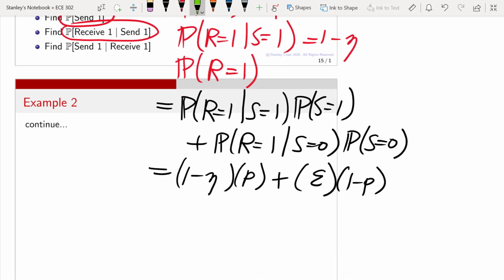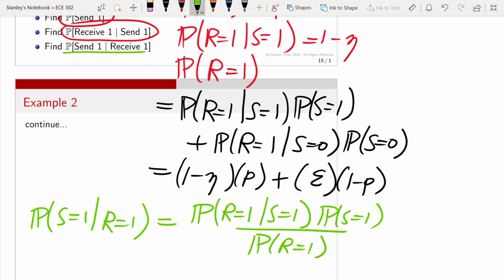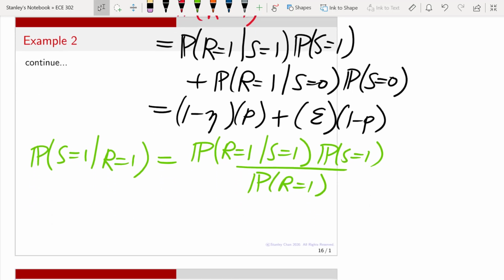Now, how about the last one? The probability of sending a 1 given that the receiver is receiving 1. So you want to find S equals 1 given that R equals 1. And by the Bayes theorem, we know that this can be written as the probability of R equals 1 given that S equals 1, we're switching the order, times P of S equals 1, divided by the probability of R equals 1. And do we have all these numbers?